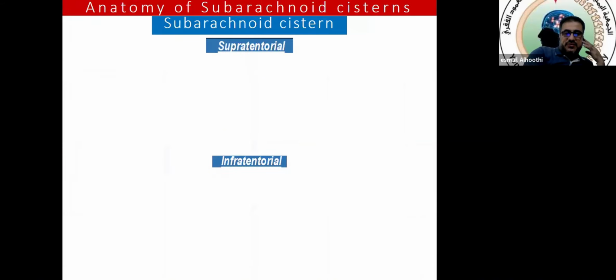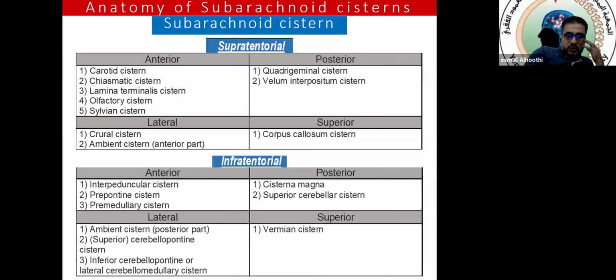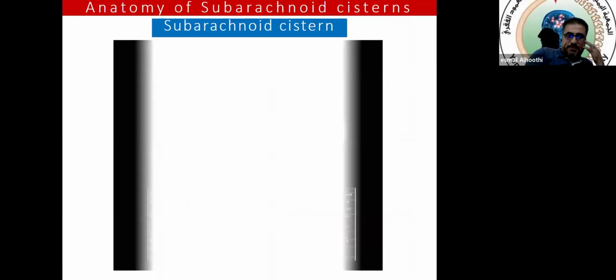The subarachnoid cistern is divided into supratentorial and infratentorial. The supratentorial is divided into anterior, posterior, lateral, and superior groups, which are the names of the cisterns, and we'll talk about each one of them in detail later on. The infratentorial also is divided into multiple groups. Each group has a lot of cisterns. Each one will be discussed later on in detail.